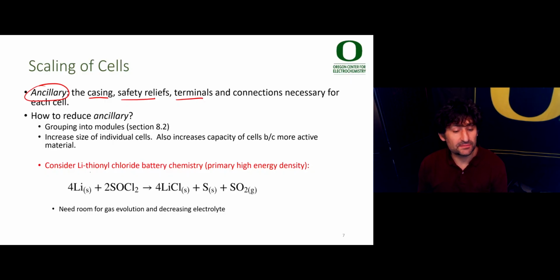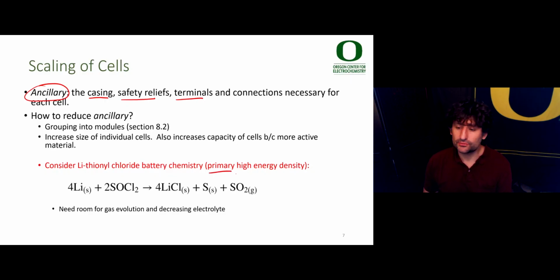Let's talk about a specific example. We'll talk about how we think about writing a set of equations that describe the capacity, the performance of a cell as a function of the size. So let's consider a lithium thionyl chloride battery. This is a primary battery.